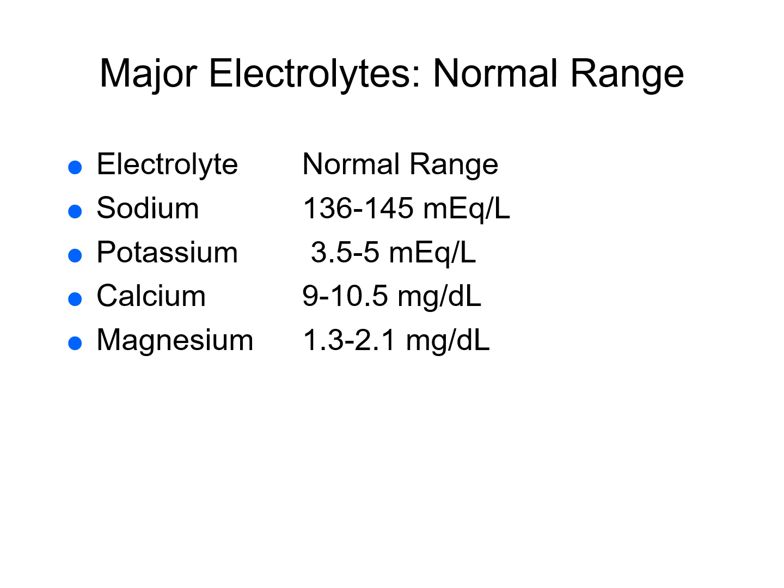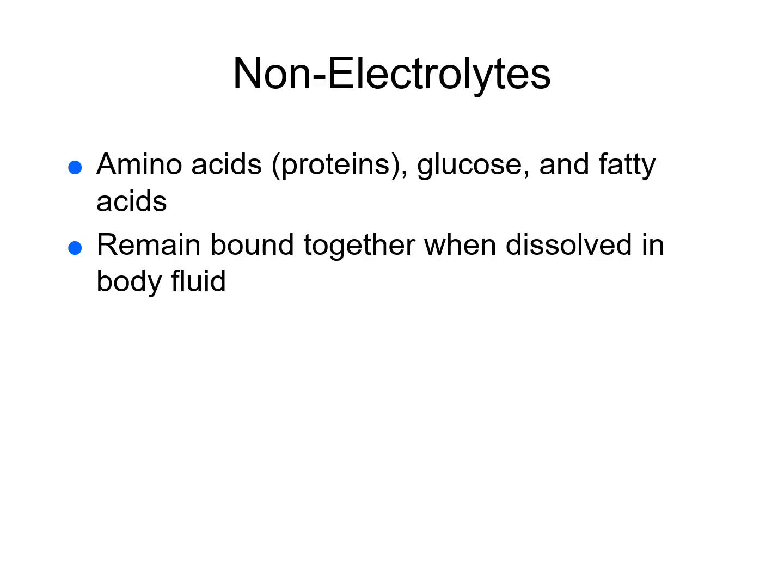Those are the focus. So there are things in our bodies that are non-electrolytes that we have to have. Amino acids or proteins, glucose, that's our sugar, and that helps with energy, and fatty acids. These things we have to maintain to have homeostasis, but they're not electrolytes. They remain bound together when dissolved in body fluid. Just FYI. When healthy people are eating normally, non-electrolytes circulating the body fluid will remain stable.